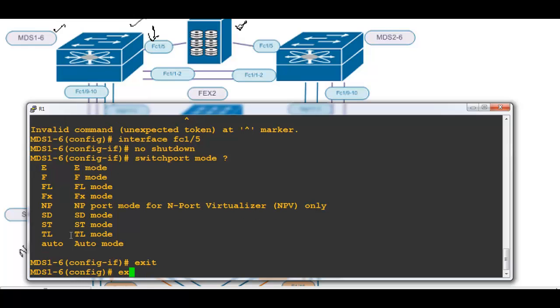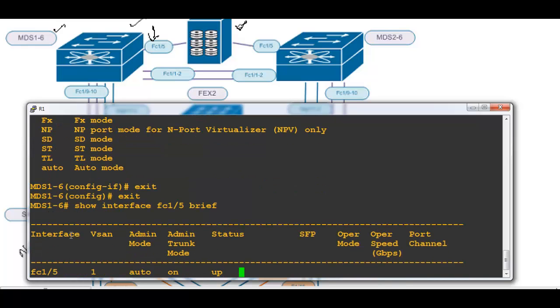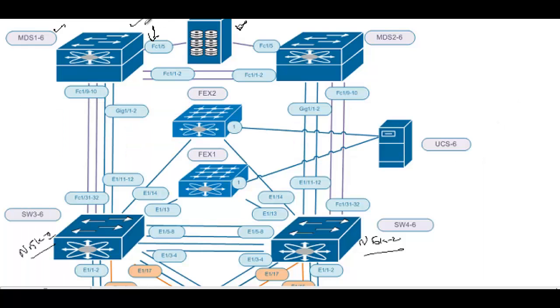So I am simply going and saying show interface fc 1/5 brief. Previously it was down. Now I have made it up. Look at this operational mode. I didn't give this. FL. If this is FL, then this will be NL. Only if it is NL, this will be FL.